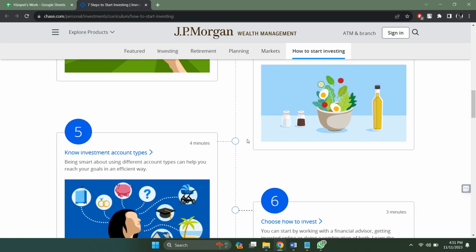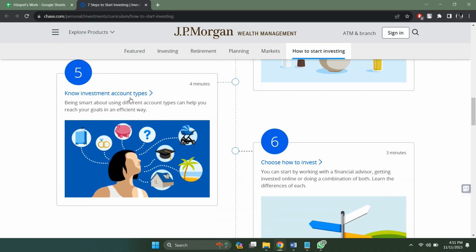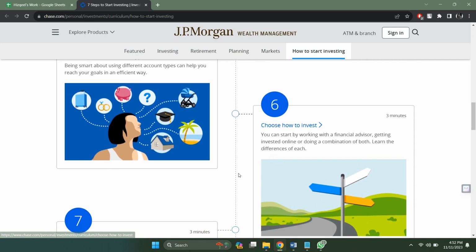Step 5. Know investment account types. Being smart about using different account types can help you reach your goal in an efficient way. Step 6. Choose how to invest. You can start by working with a financial advisor, getting invested online or doing a combination of both. Learn the differences of each.